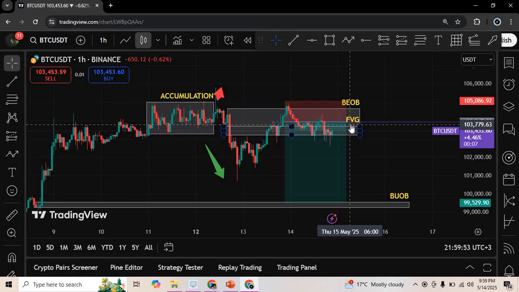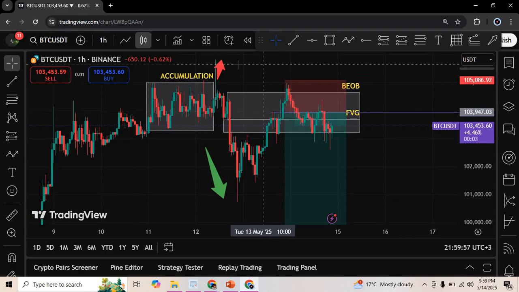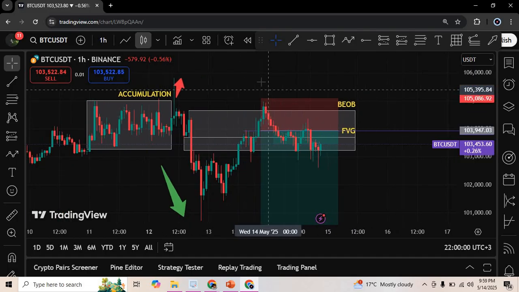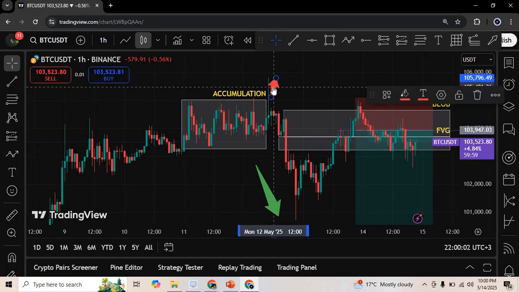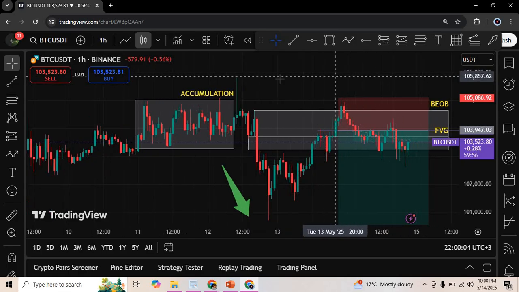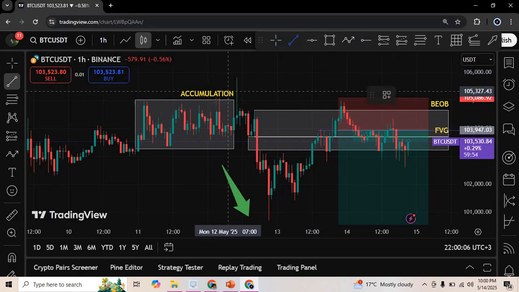Our fourth confluence within the same setup. So let's look at that. If you look at this part right here, what is this? Because I want you to answer this question. What do we call this part right here?